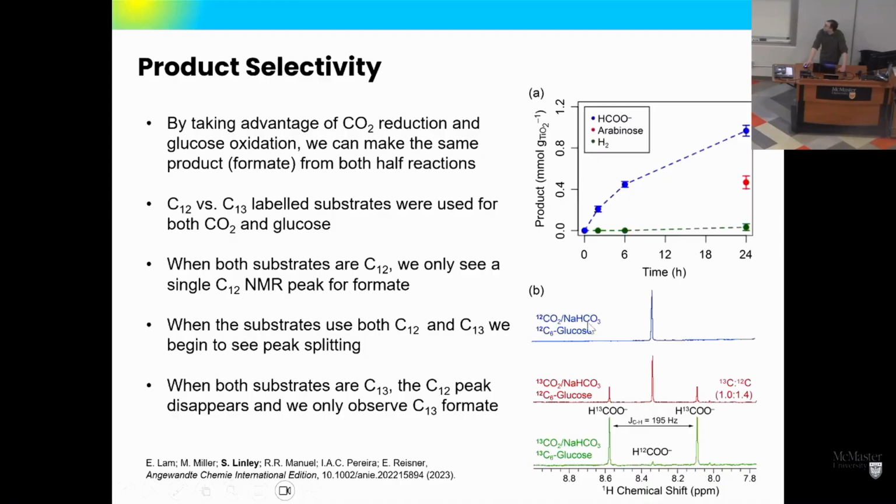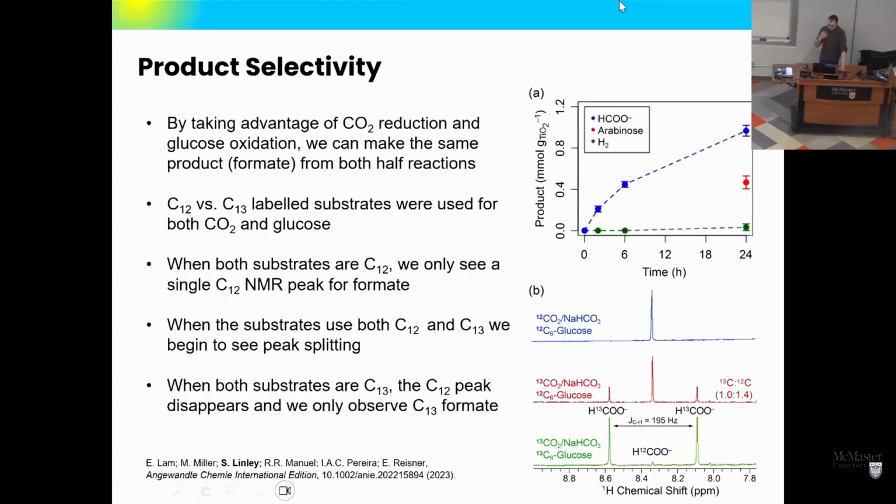So when we were producing our products using just C12, so just standard glucose and carbon dioxide, we just get this single NMR peak here. And once we introduce radio-labeled carbon into our CO2, we start to get the peak splitting. And then once we use both radio-labeled carbon dioxide and glucose, we only get the C13 formate product. So that shows us that we're actually producing the same product from both halves of the reaction and not just selectively from one half or the other.